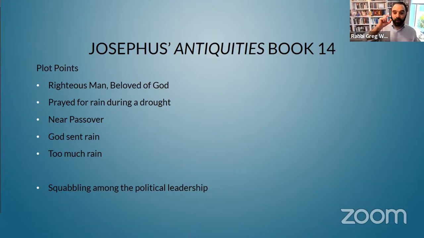We'll see that the way in which these plot points are ordered and what causes X, Y, or Z to happen is very, very different in the rabbinic tradition than in the Josephus account. But the plot points are there. And there are similarities between them. And I want to just put those in our minds as we move forward.